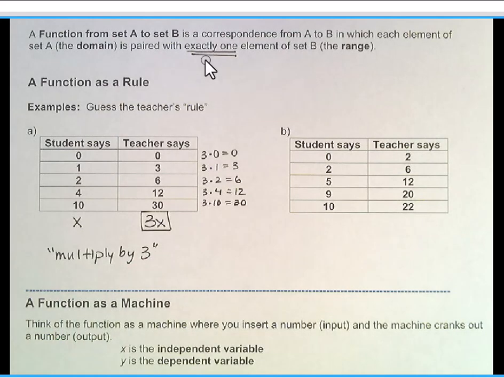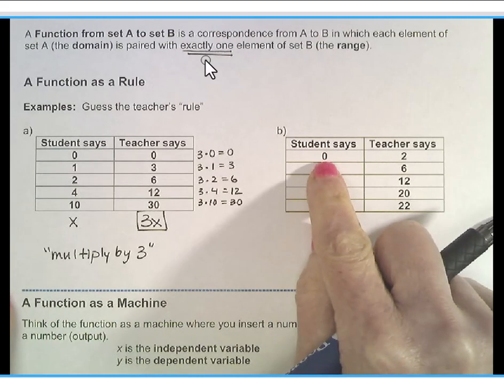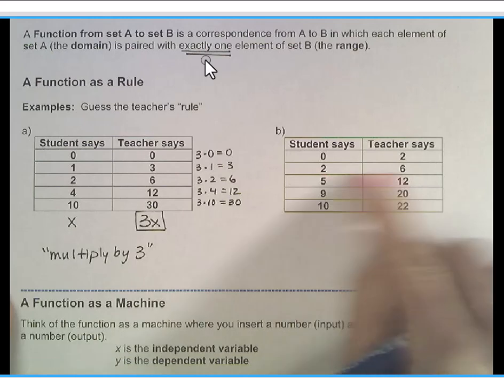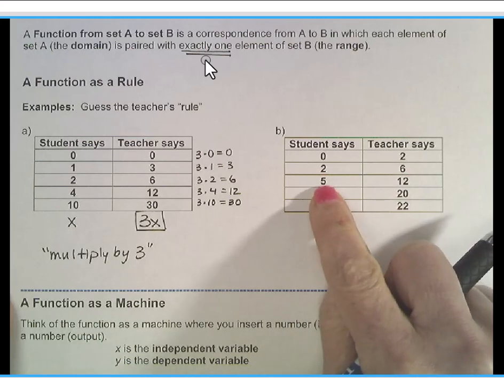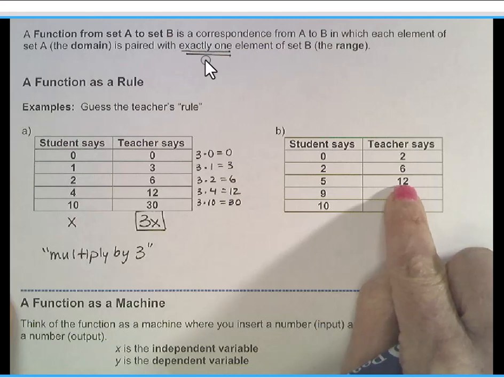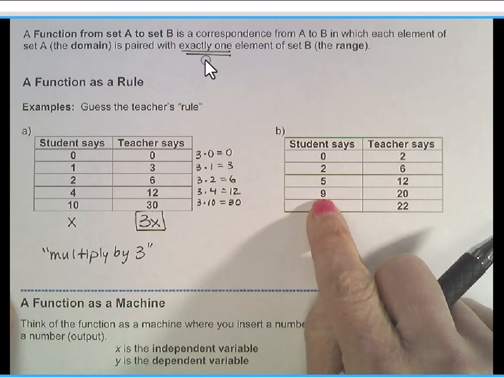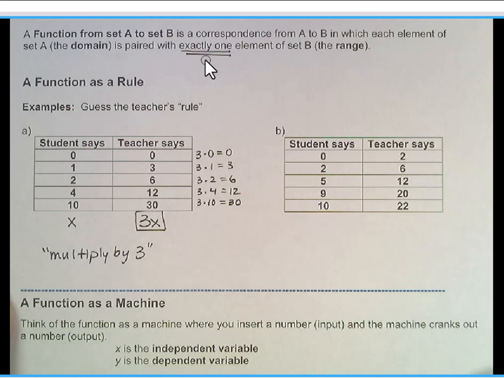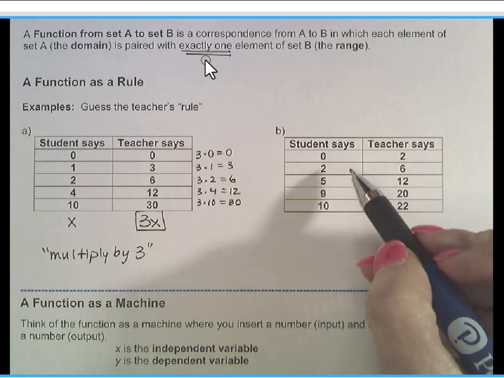And so then the students would figure out what the teacher was doing. Okay, let me give you one that's a little harder. Student says 0, teacher says 2. Student says 2, teacher says 6. Next student says 5, teacher says 12. Student says 9, teacher says 20. Student says 10, teacher says 22. What's happening here? Let's see.